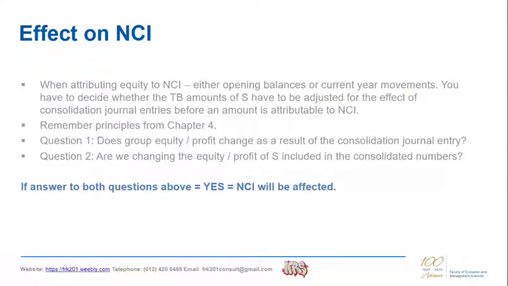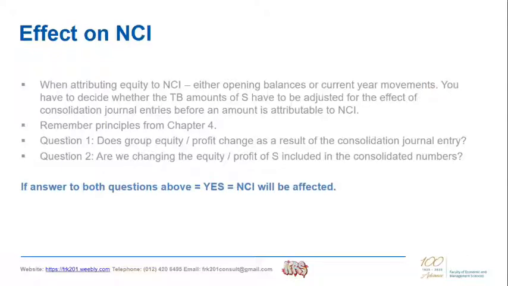Effect on non-controlling interests when there's intra-group sales and purchases of inventories. When we are attributing the equity of the subsidiary to non-controlling interests, either the opening balances or the current year movements, you have to decide whether the TB amounts of S, being your starting point, have to be adjusted for the effect of consolidation journal entries before an amount is attributed to NCI.